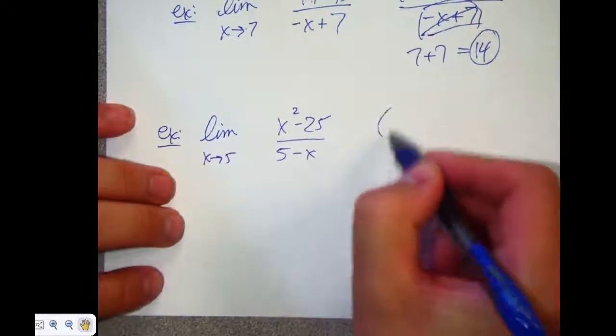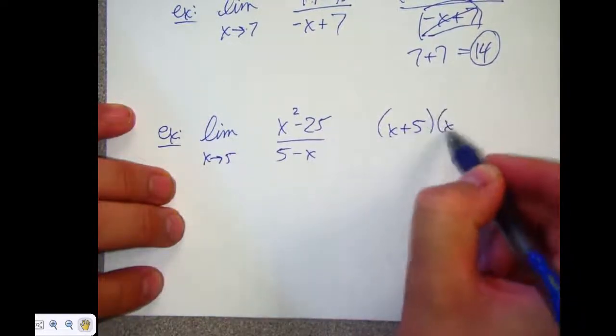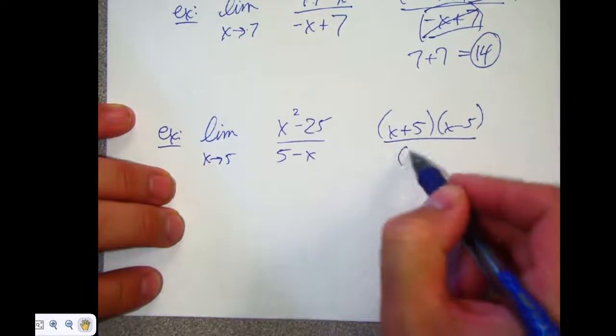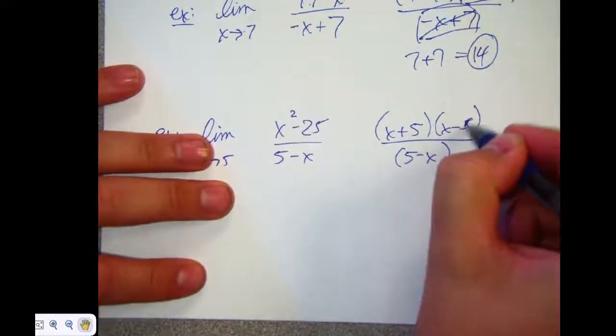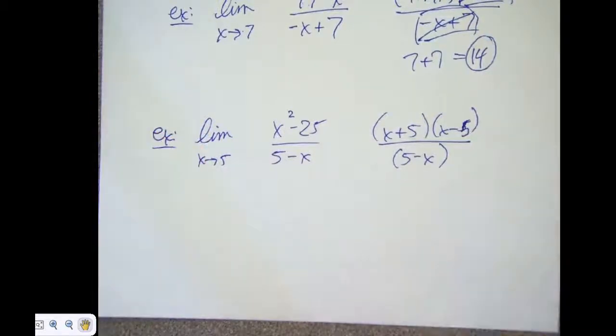So if I factor this, I get x plus 5, x minus 5, over 5 minus x. Does anything there cancel? As it is, it doesn't. So it seems like you're stuck. But there's a little trick where you can rewrite. You can do it to the top or the bottom, whichever you want. I'm going to rewrite the bottom.